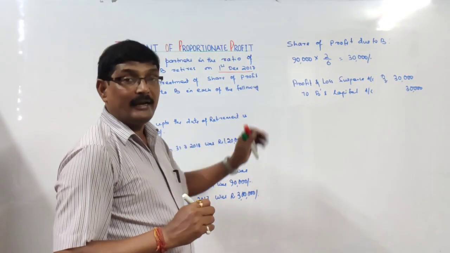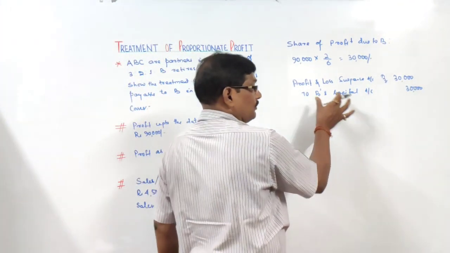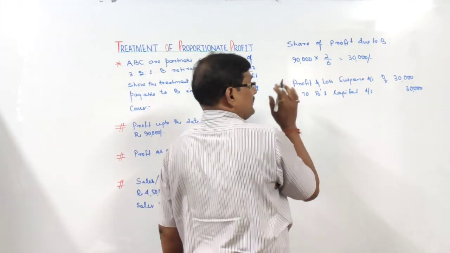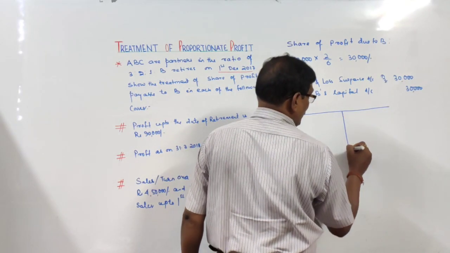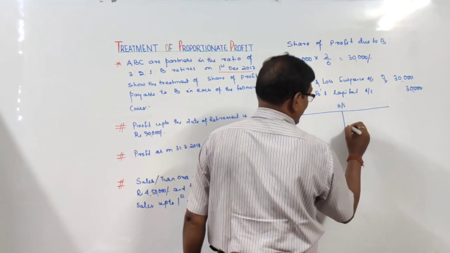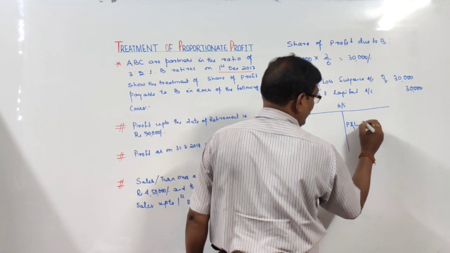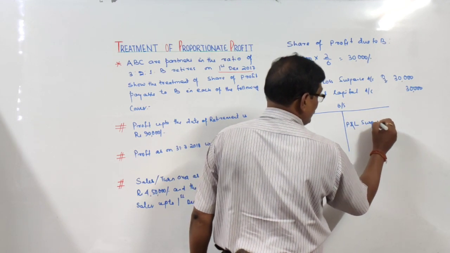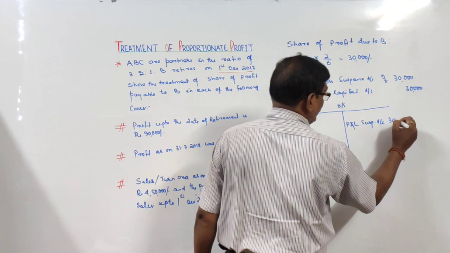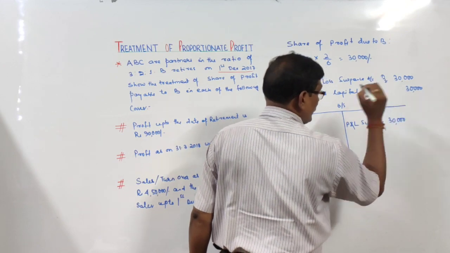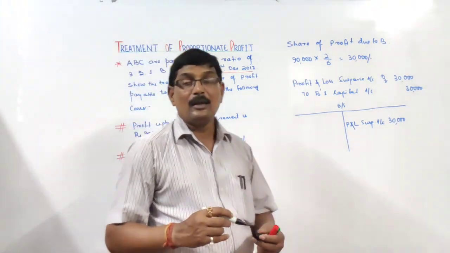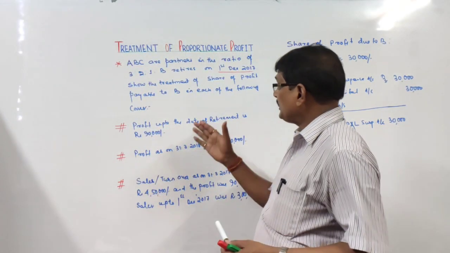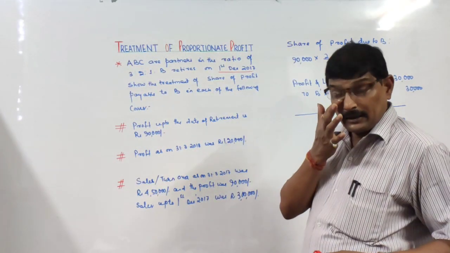So if this be the entry, the capital account will be credited with 30,000 and this profit and loss suspense account will be shown in the balance sheet asset side. Profit and loss suspense account 30,000 rupees. Is it clear? It will be shown in the balance sheet asset side. This is case 1, when the profit up to the date of retirement is clearly given.